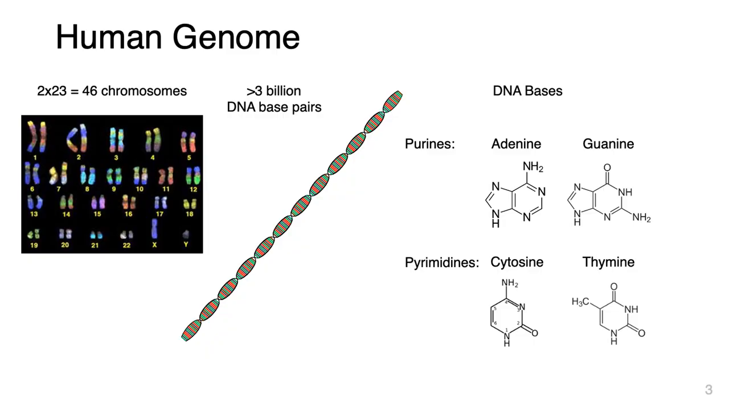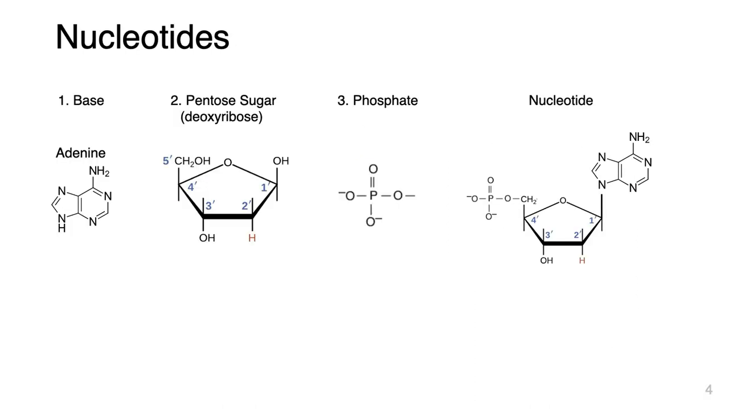The human genome is comprised of over 3 billion DNA base pairs. The DNA bases include the purines, adenine and guanine, and the pyrimidines, cytosine and thymine. The nucleotides, which form the DNA helix, are made of a base, a pentose sugar, which is a deoxyribose in DNA, and that's depicted by the carbon 2 hydrogen, and a phosphate group. Together, these three make a nucleotide.